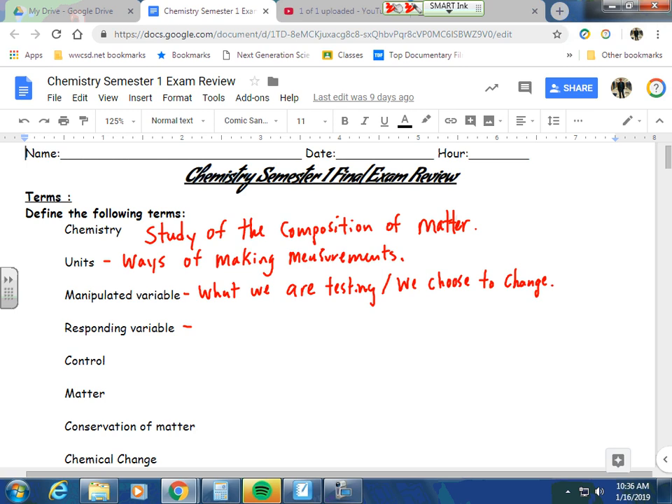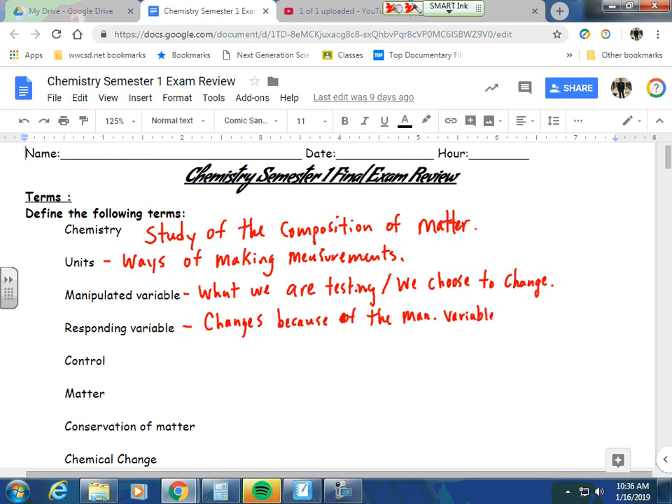Now, as a result of changing the route, the amount of time it takes to get to school might be different. And so that's the responding variable. So this changes because of the manipulated variable.